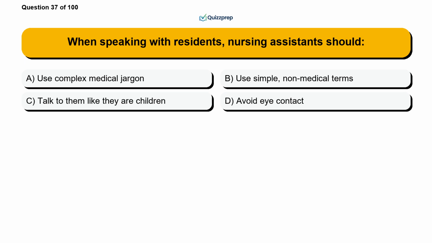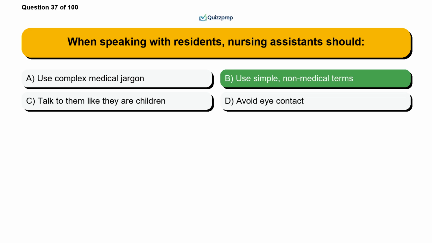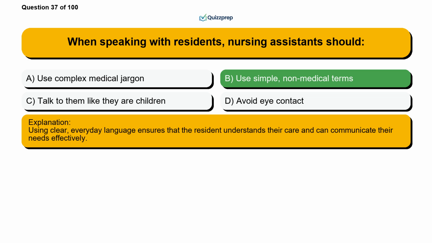Question 37. When speaking with residents, nursing assistants should: Option A, use complex medical jargon. Option B, use simple, non-medical terms. Option C, talk to them like they are children. Option D, avoid eye contact. The correct answer is option B, use simple, non-medical terms. Using clear, everyday language ensures that the resident understands their care and can communicate their needs effectively.